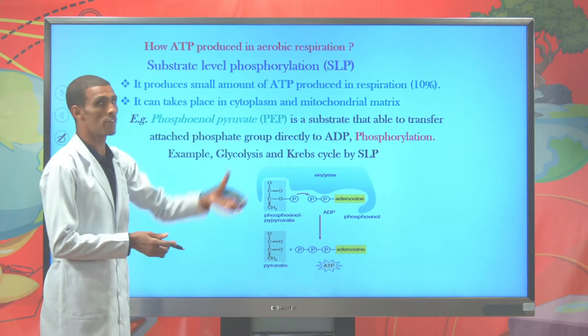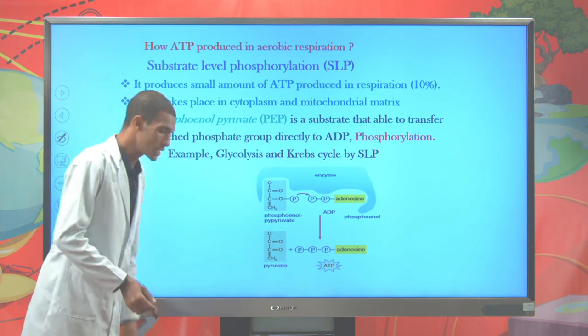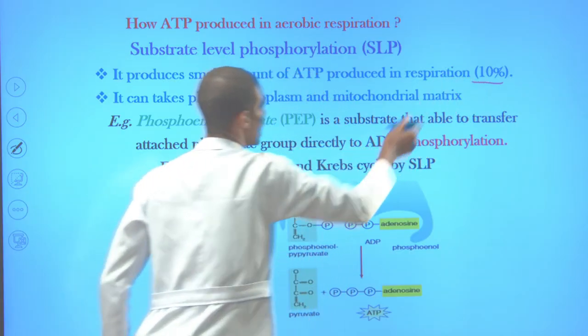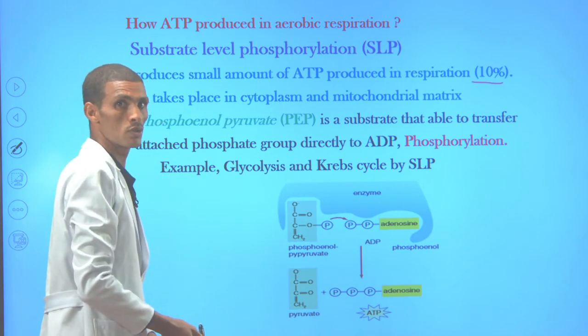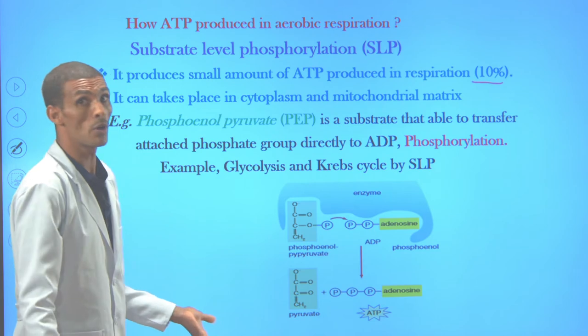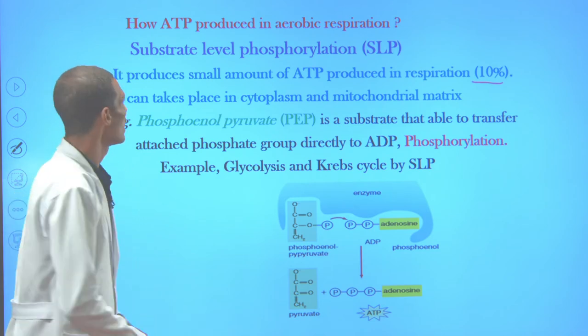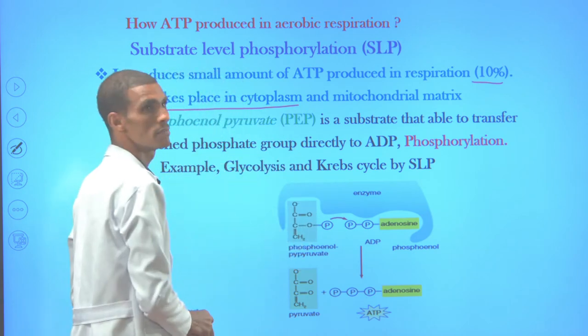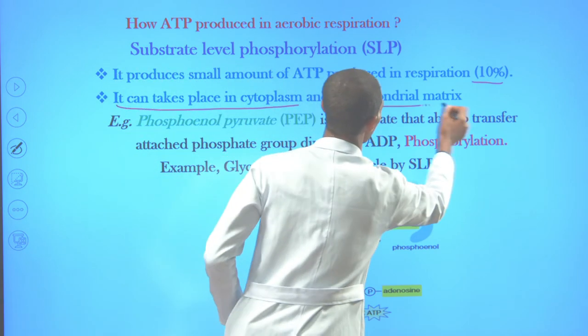Under substrate level phosphorylation, a small percentage of ATP is produced, about 10% of total ATP from oxidation of glucose. The process is catalyzed by enzymes, with no ATP synthesis by oxygen. Again, the process takes place in the cytoplasm and some in the mitochondrial matrix.